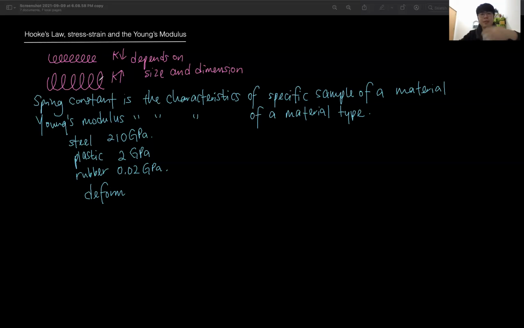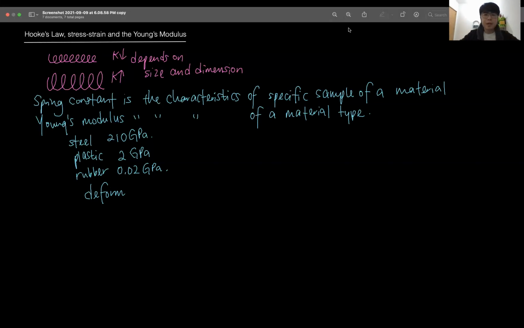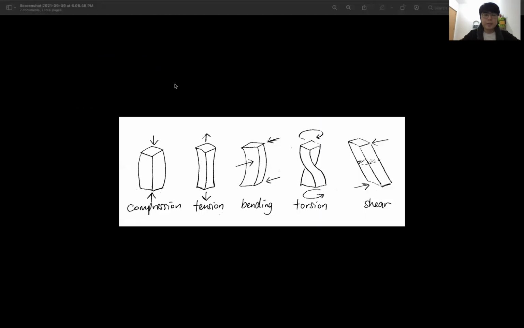Okay, how many types of deformation are there? You can see here. Compression, the first one. Compression is like you compress both ends, you squash it. So this is the first deformation. The second one is tension. Tension is like you have a rod or a steel bar, you pull the edges, you stretch it. That is tension.